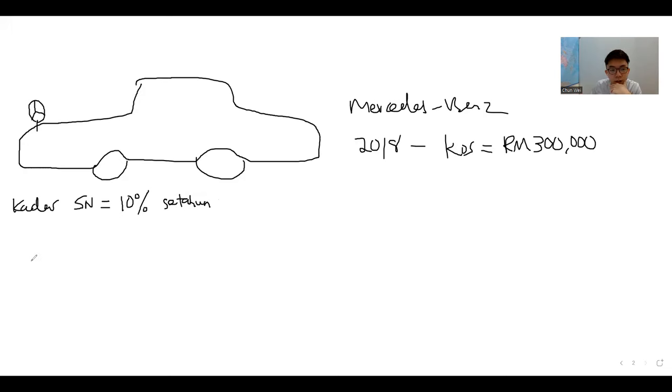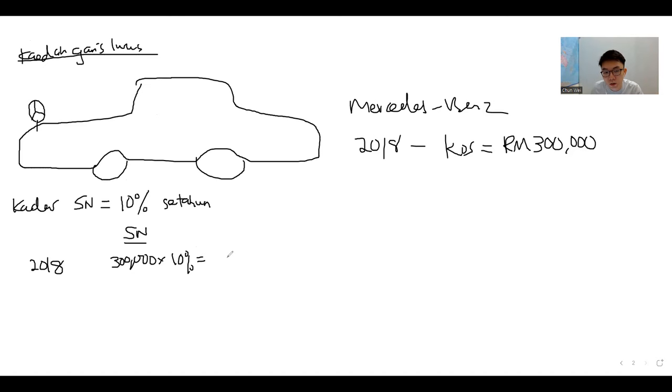So let me do one example. 2018 cost 300,000, right? So what is the susut nilai for 2018? How do you calculate? If you go back to my formula, now we are using the kaedah garis lurus. I used a few kaedah, a few methods. So now we are talking about garis lurus. So in 2018, the susut nilai will be the 300,000, the cost, times the 10%. So how much do you get? You get 30,000.